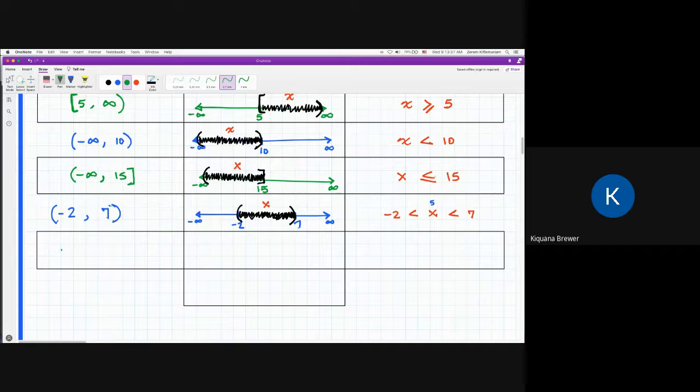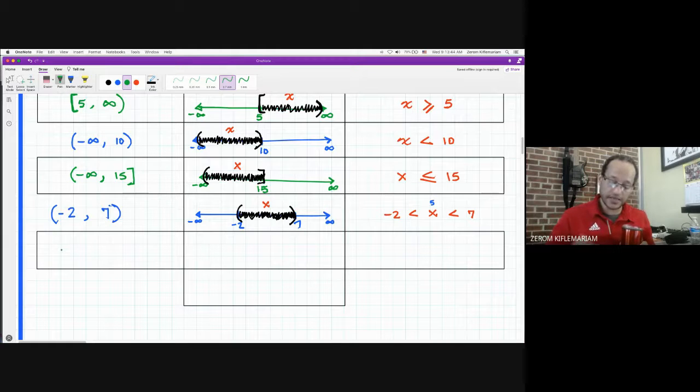Excuse me, I have a question. I'm listening. How come you didn't put the bracket by the 7? Because 7 is not included.